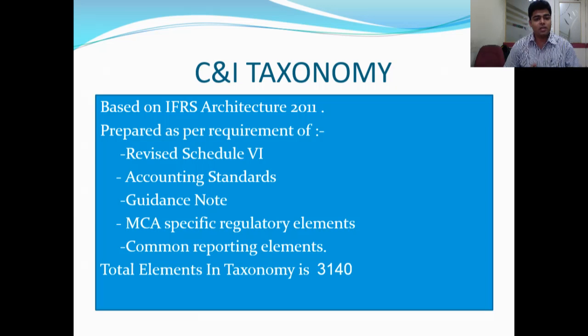It means that all the elements which come in the revised Schedule 6 are taken care of in the taxonomy, along with the accounting standards issued by the Institute of Chartered Accountants of India, guidance notes issued by the Institute of Chartered Accountants of India, and MCA specific regulatory elements, for example the related parties, and common reporting elements which we are using in the common parallels. Around 3140 elements are contained in this taxonomy.